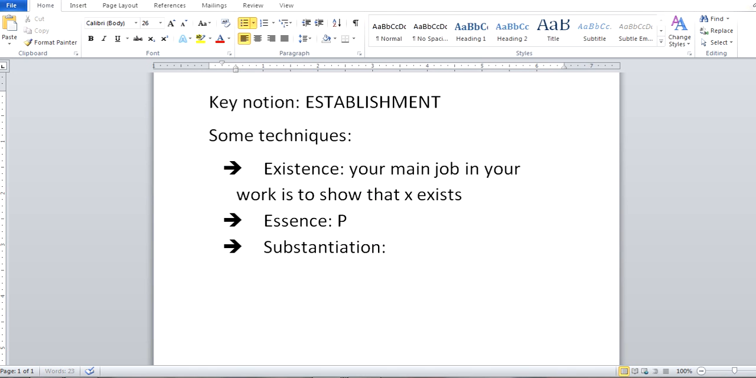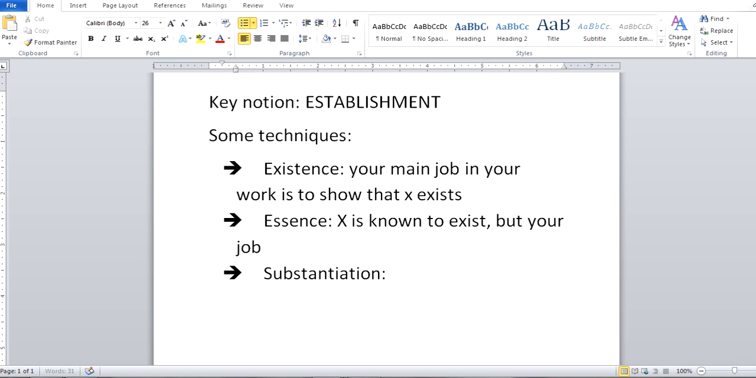Now, essence. X is known to exist, but your job is to fully disclose or expose its nature or essence. So you know that it is there, but what exactly is it? And your job then would be to discuss the exact nature of this thing.